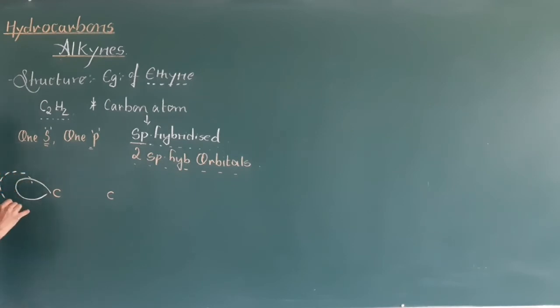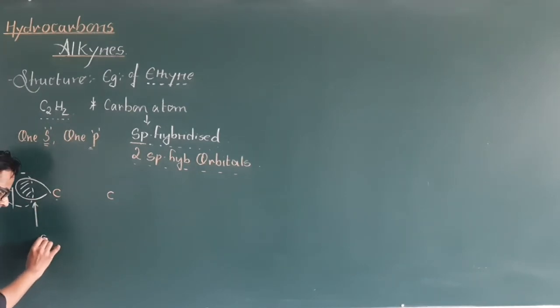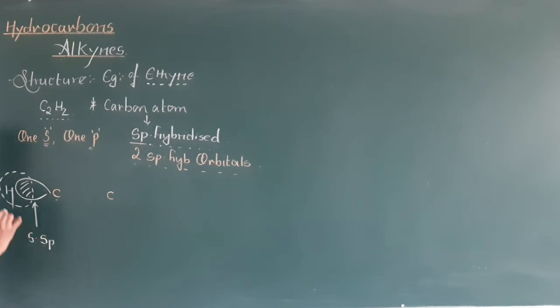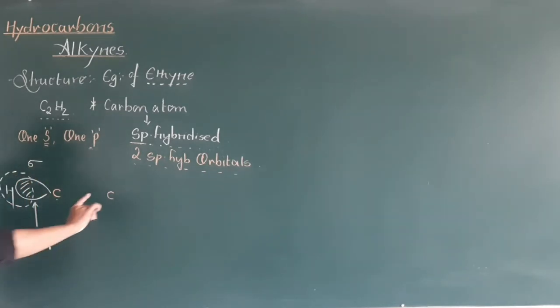With the s orbital of hydrogen. Remember this. So this is your hydrogen, this is the carbon, right? So what is going to happen over here? This is the hybridization. Okay, that is the sp hybridization, which is overlapping with the s orbital of hydrogen, giving rise to sigma bond.